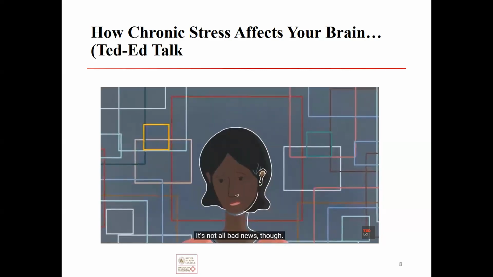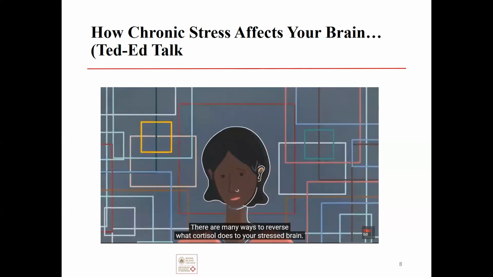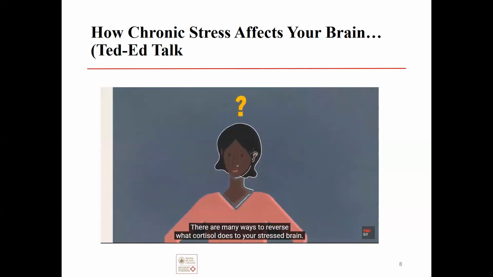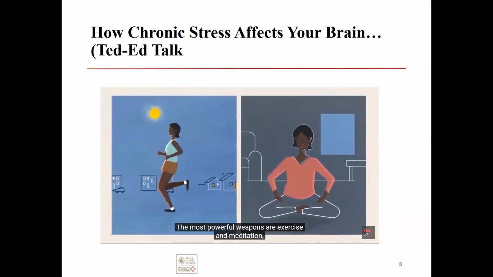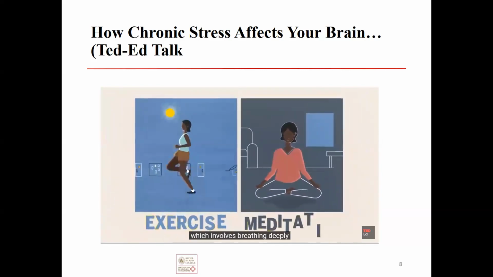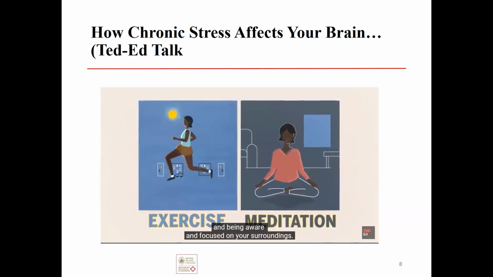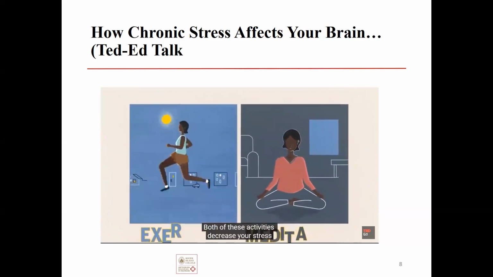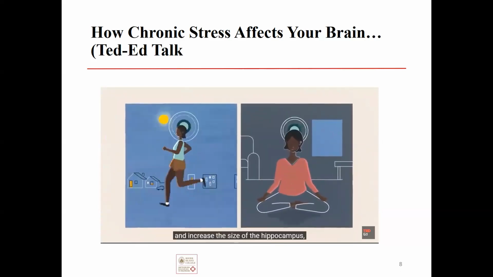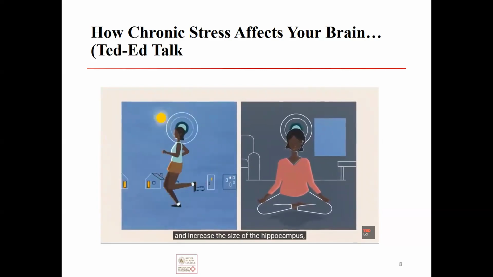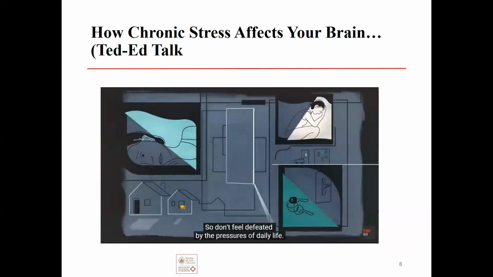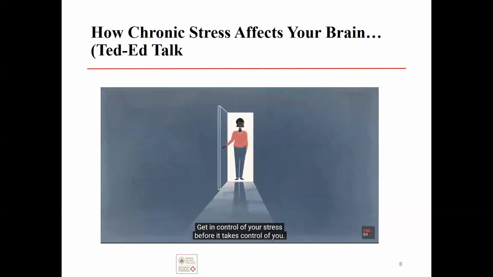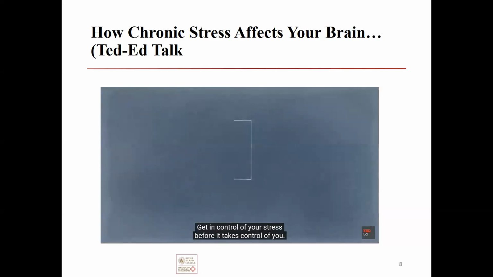It's not all bad news though. There are many ways to reverse what cortisol does to your stressed brain. The most powerful weapons are exercise and meditation, which involves breathing deeply and being aware and focused on your surroundings. Both of these activities decrease your stress and increase the size of the hippocampus, thereby improving your memory. So don't feel defeated by the pressures of daily life. Get in control of your stress before it takes control of you.